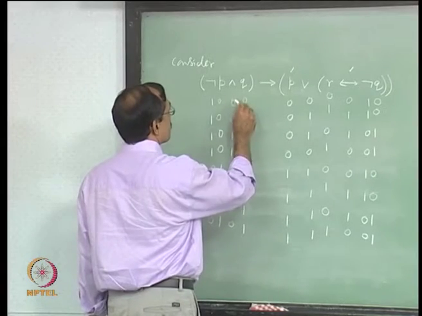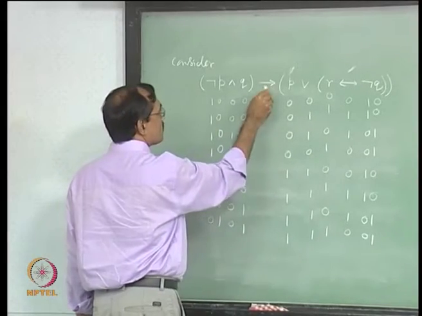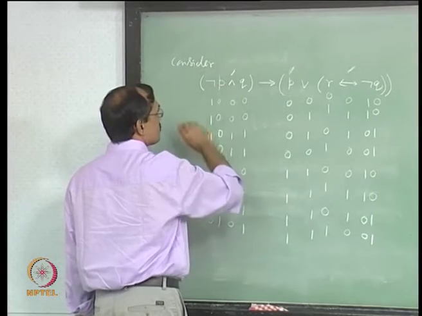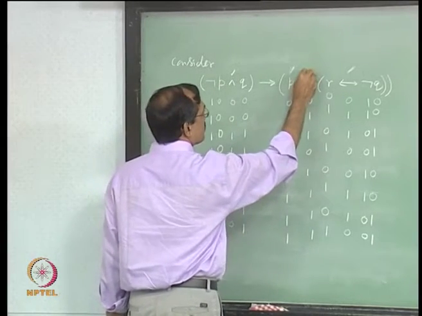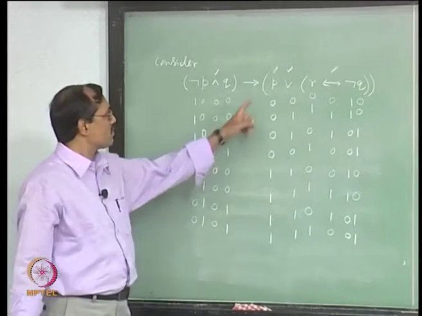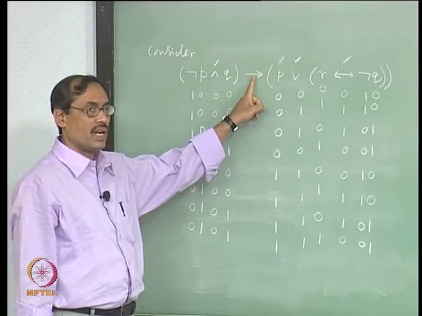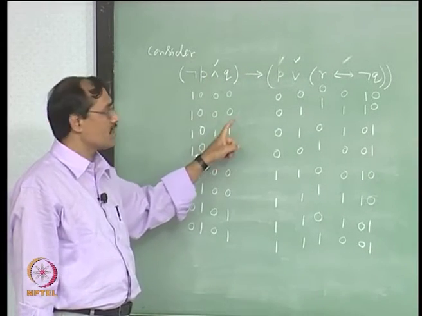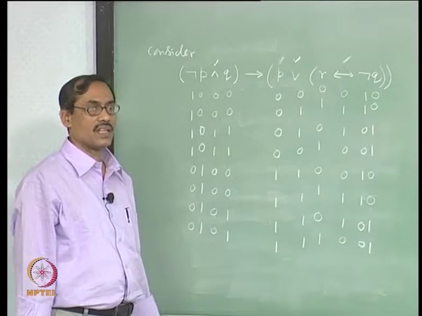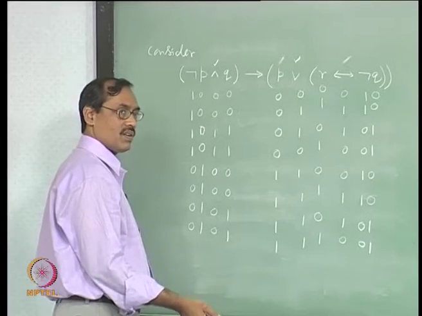Next, we have implication between this whole thing and this whole thing. This whole thing is written under this column and this valuation is written under this column. So, these two columns we have to take and perform the implication. Implication is 0 when its antecedent is 1 and consequent is 0, right. In all other cases it is 1. So, you have to search for 1 0, give that 0, all others will become 1.